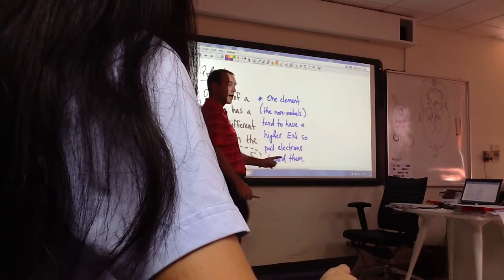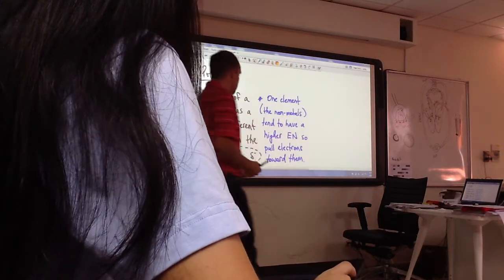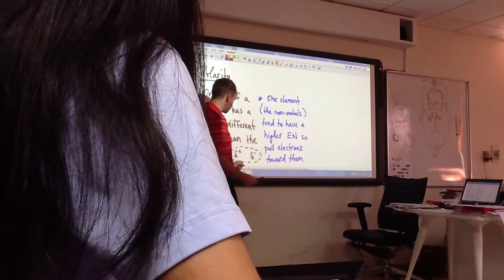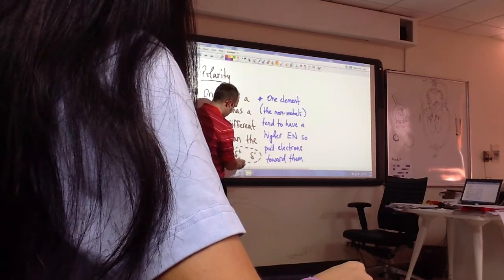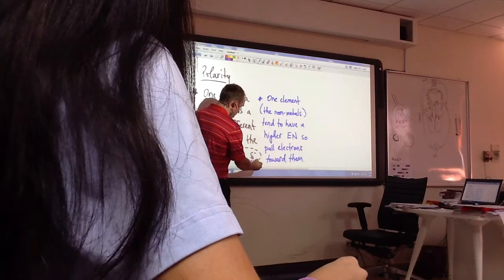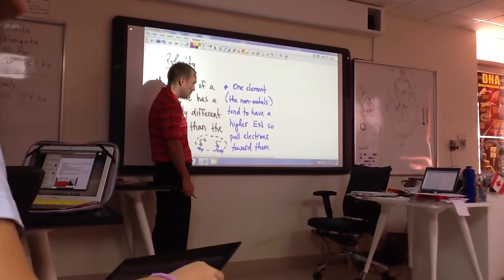Isn't it only covalent bonding? No, electronegativity is something that atoms have. All elements have electronegativity, and that causes them to interact with each other. So what is this one? Metal. This one's the metal, okay? And the other one? Non-metal. And why do you say that? Because it has higher electronegativity.